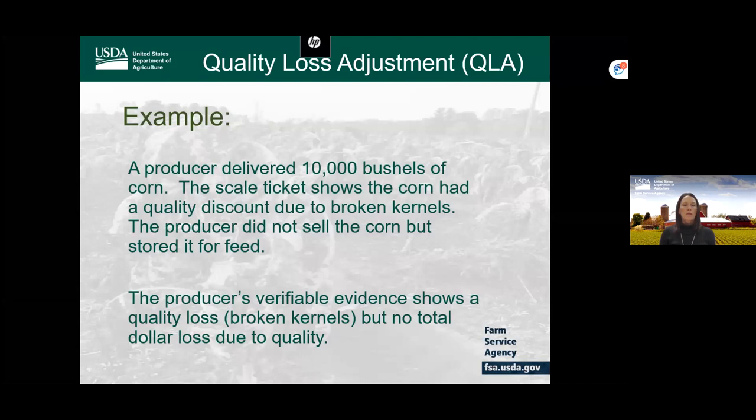So an example of this would be a producer delivered 10,000 bushels of corn. They have scale tickets to show the corn had a quality discount due to broken kernels. So they ran it over the scale and had documentation that it had broken kernels, but the producer decided not to sell it and stored it for feed. The producer has that verifiable evidence showing a quality loss, but they don't have that total dollar value loss to be able to use their own producer loss. So they're going to be paid based on the county average.